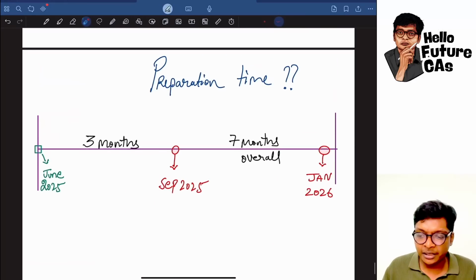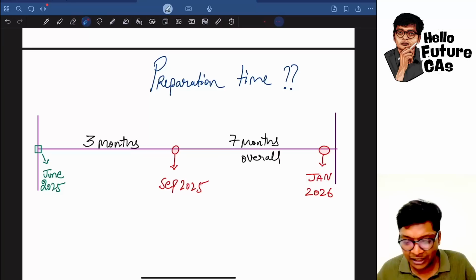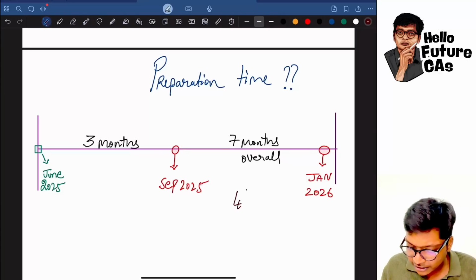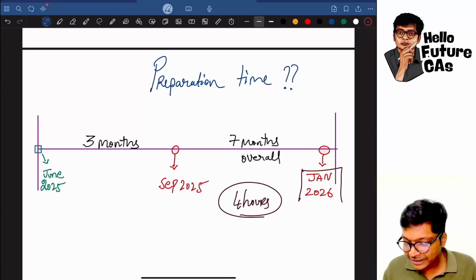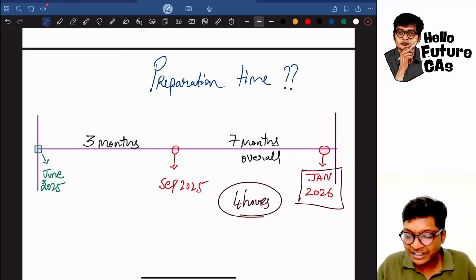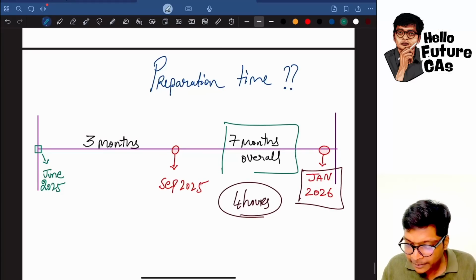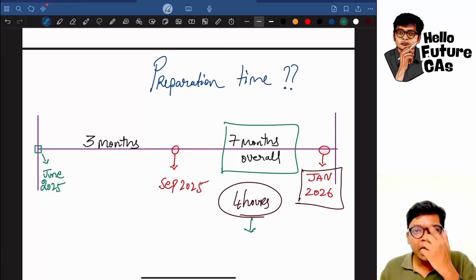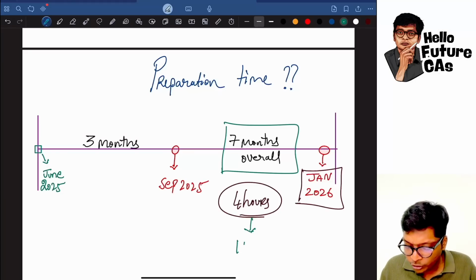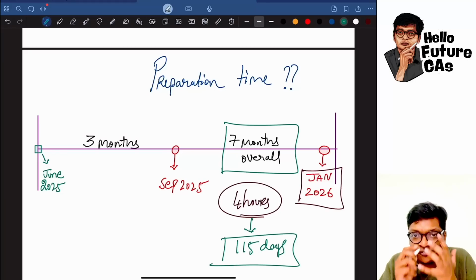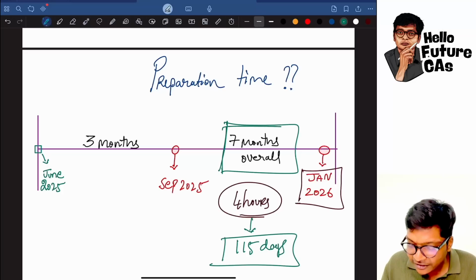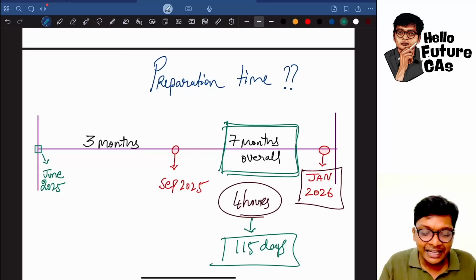Look at the time available. If you can study only 4 hours a day, no problem. You can write your exams in Jan 2026 and you have a lot of time. If you study 4 hours a day, how many days did I tell you that you need? You need 115 days, correct? 115 days is definitely there within these 7 months, even if you don't study every day.